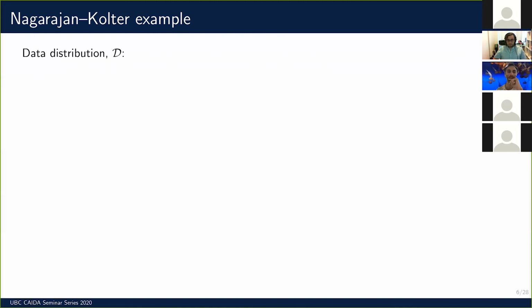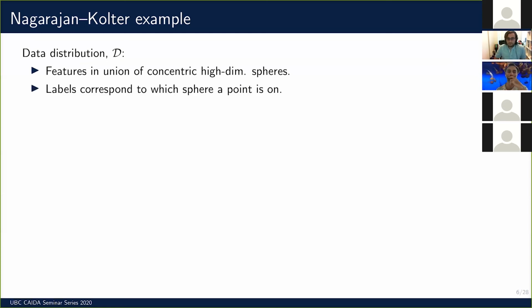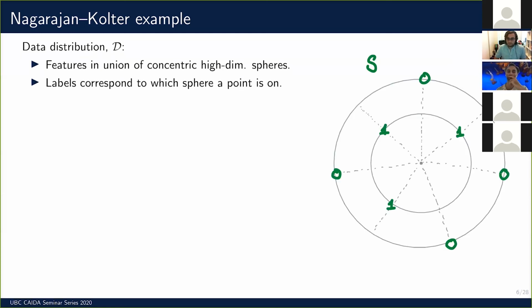They introduce a data distribution. This is maybe a binary classification task. Data are distributed on two concentric high dimensional spheres. Think about two spheres that have the same center. One is slightly wider, has a slightly larger radius than the other. What are the labels? The labels basically tell you which sphere you're on. If you're on the inner sphere, you're labeled 1. If you're on the outer sphere, you're labeled 0.